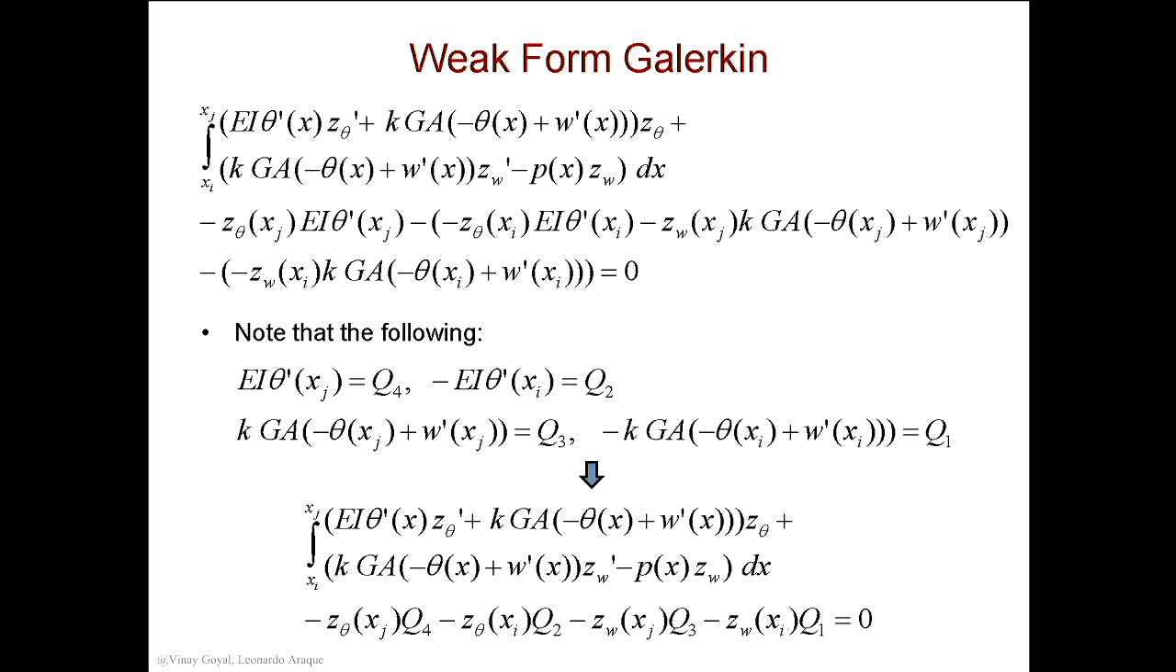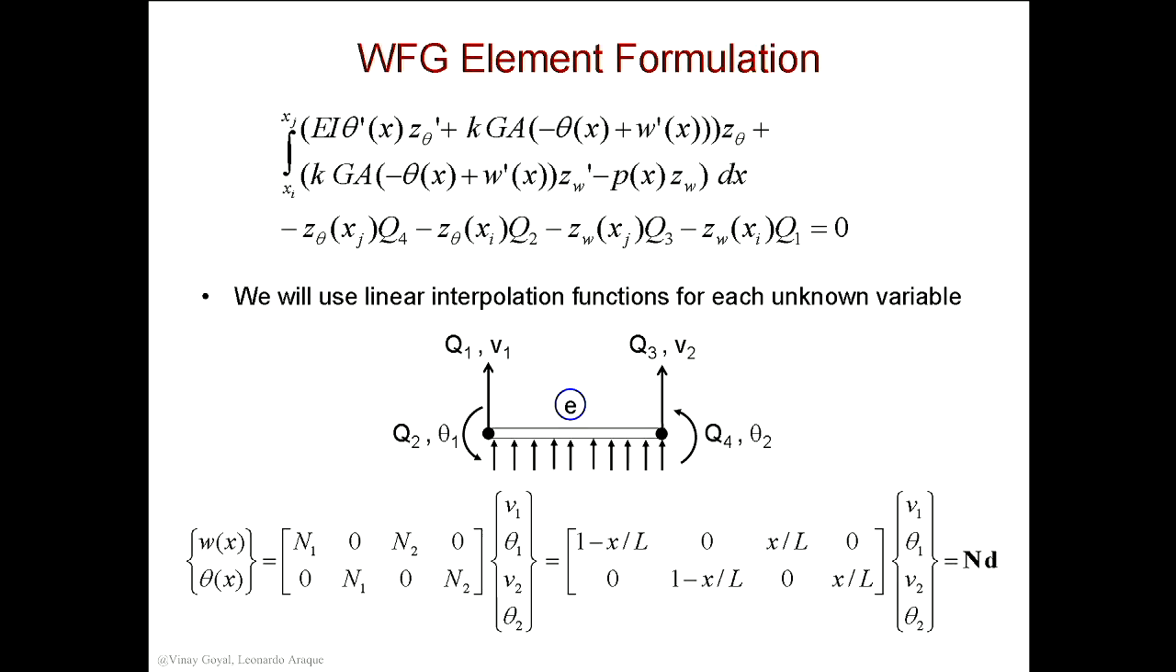If I plug in the definitions of Q1, Q2, Q3, and Q4 into the weak form, what I'm doing there, by the way, is imposing the natural boundary conditions into the weak form. When I do that, things look a lot cleaner and simpler. Minus z theta, minus z theta, and then minus zw and minus zw. Again, zw here is a weight function, evaluated at xi and xj. And zw is a weight function associated with a differential equation that had the higher order derivative of W in it, okay? I'm going to use this equation now to develop the element formulation that we need.